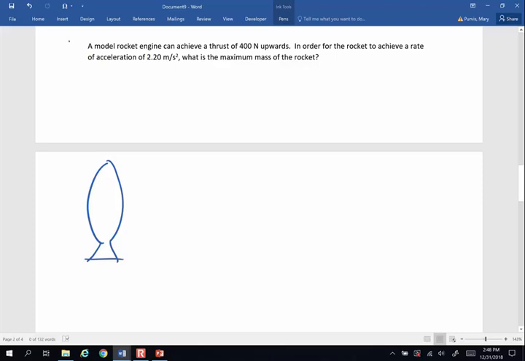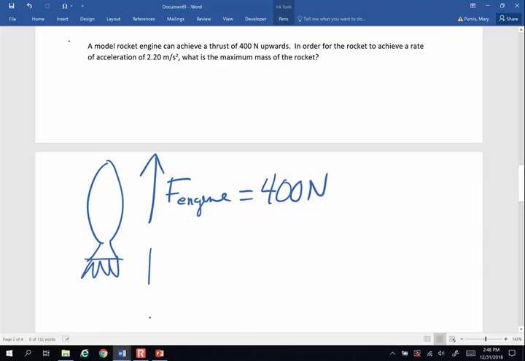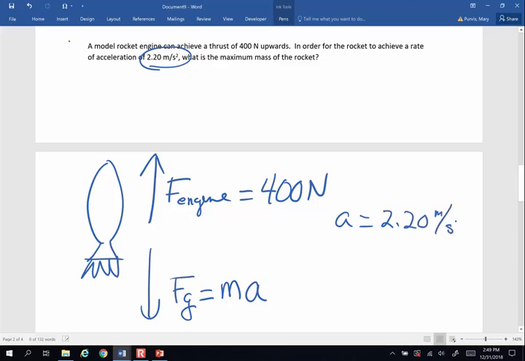So here's a rocket, and this rocket is in flight, which may not be obvious from the way it's worded. The engine can achieve a thrust of 400 newtons upward. So this is the force up, and I'm going to call that the force of the engine, so I can just identify it, and that's 400 newtons. Now, what other forces are acting on my rocket? Well, it also has a force of gravity. The force of gravity we don't know, but we do know it's going to be equal to mass times acceleration of gravity. And the rocket can accelerate upward at 2.2 meters per second squared.